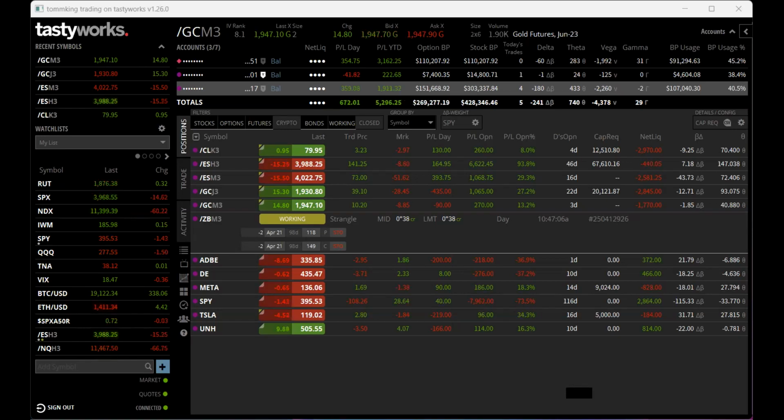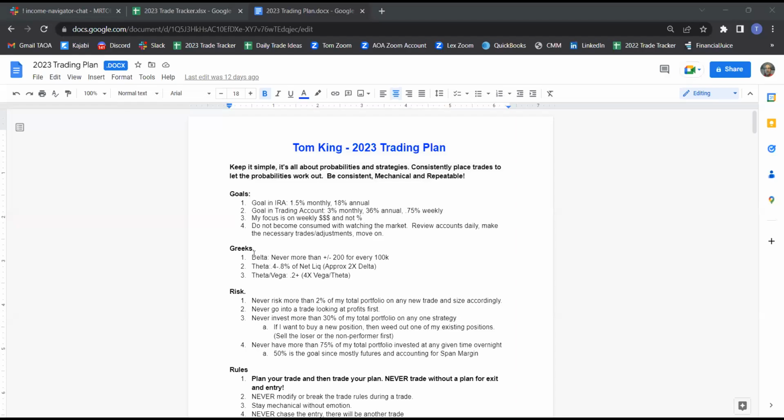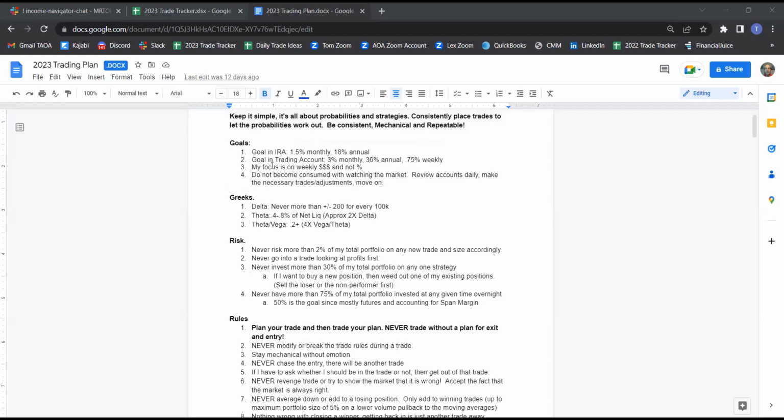And we've got about 8 minutes, so let's see if we can rocket through some of these things really quick. Bear with me for 1 second. Okay. Share. So let's reshare a different screen. Take a quick look at the trade plan. So the trade plan for the year 2023, nothing unusual here. I posted this, you guys can see it. But my deltas, I like to keep my delta around plus or minus 200 for every 100K.